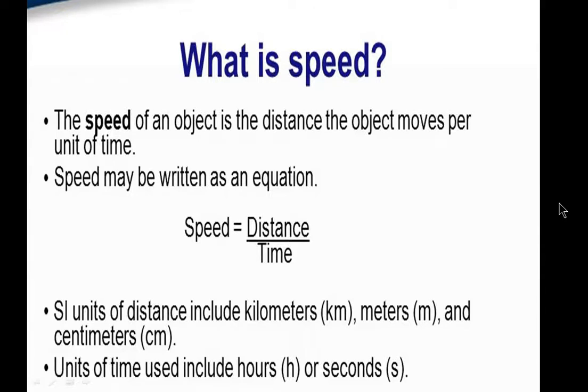The units of distance, which we can write down, include three things: the kilometer, meter and centimeter. These were the units of distance, the SI units, how we will write the distance units. And the next one is time. The units of time are hours, which we will write as H, and seconds, which we will write as S. So these were the units of distance and the units of time.